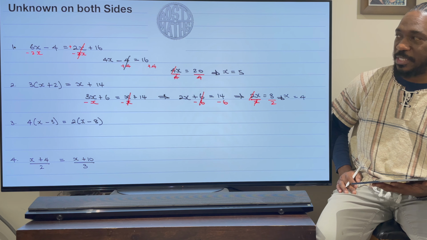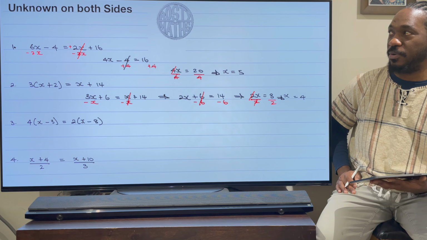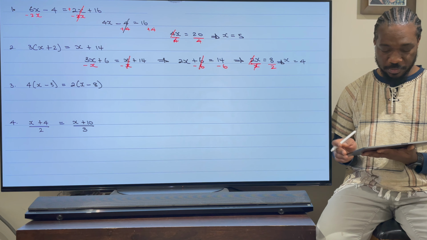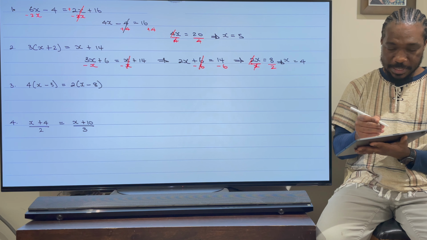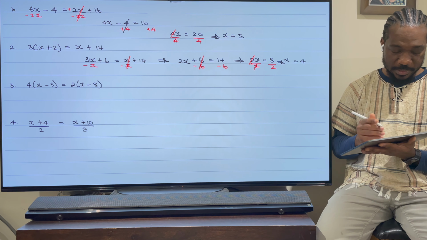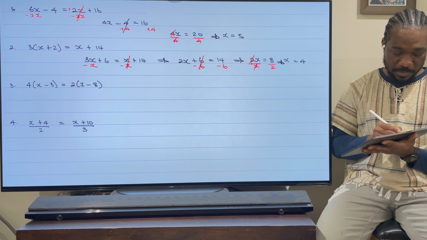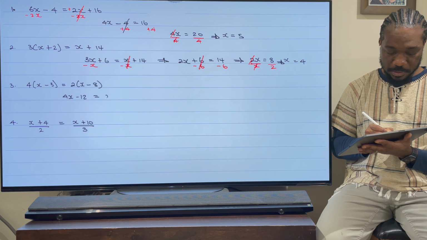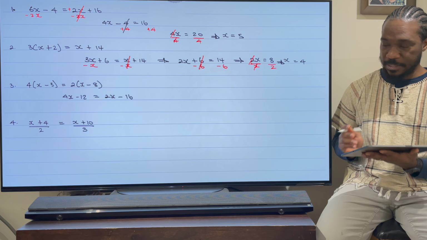So if you want to give the video a pause here and have a go on your own, you're welcome to. In the meanwhile, I'm just going to jump straight into it. So let's expand those brackets first. When we expand the first bracket, we're going to have 4x take away 12. And that's equal to 2x take away 16.